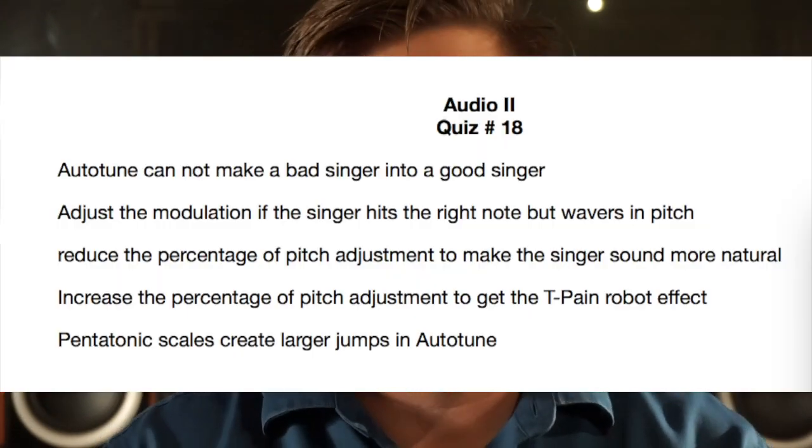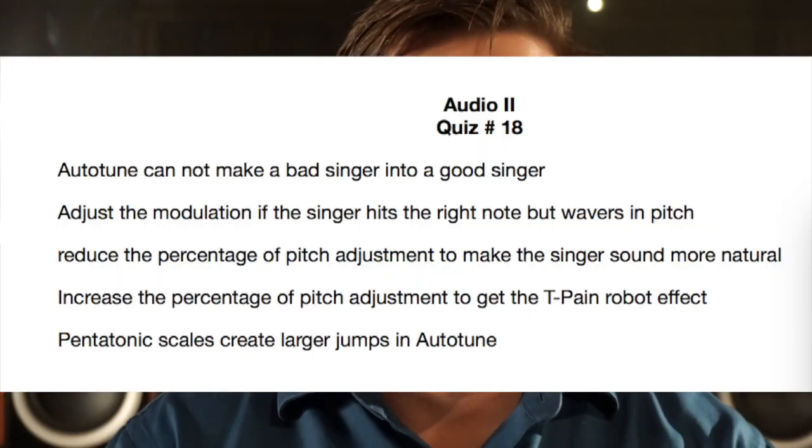But the shortcut to getting to more of that robot sound, more of the T-Pain that I like to use, is you use the pentatonic scale. Don't use the chromatic, don't use the major, don't use the minor. Find out a pentatonic scale that is correct and use that, and that's probably going to give you the most satisfying robot voice that you want.